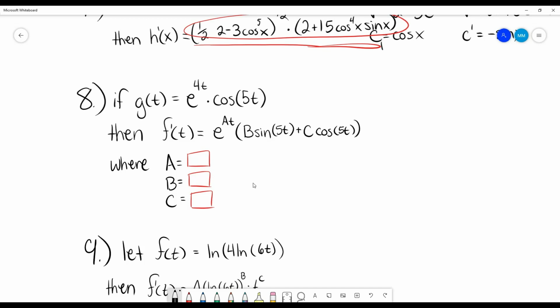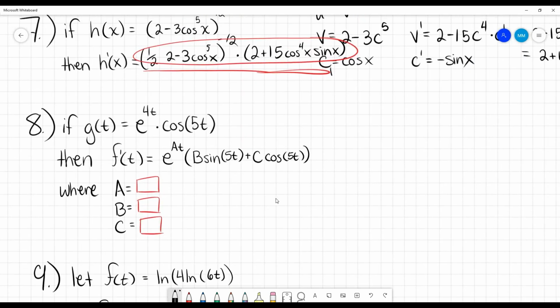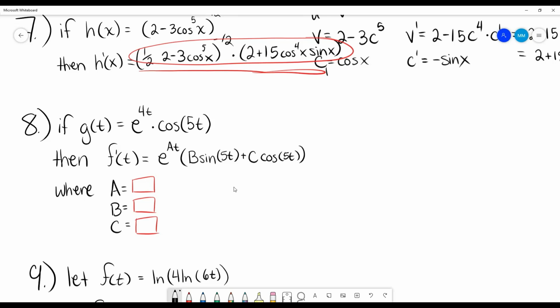All right, for this next one, we do have to use chain rule again, but we also have to use product rule, right? Because we see we've got this product and both have a t in them, so it's not merely a coefficient. So if we have g of t, oh my goodness, that should be a g. So if we have g of t equals e to the power of 4t times cosine of 5t, we want to figure out what the derivative of this is.